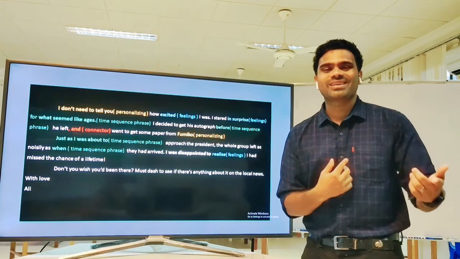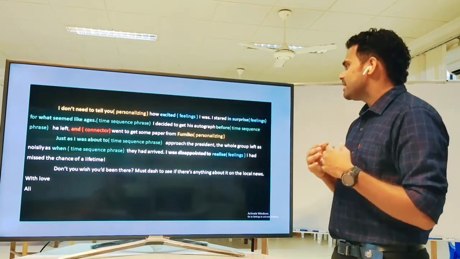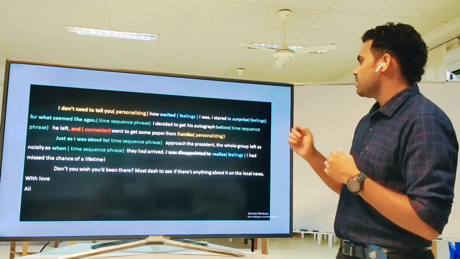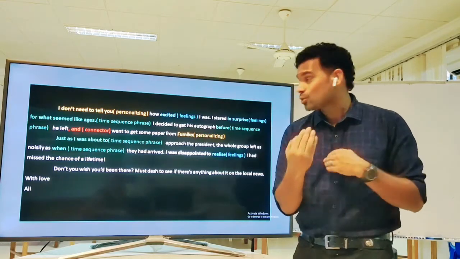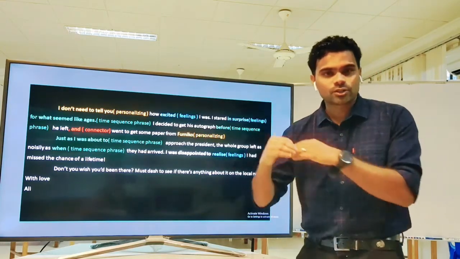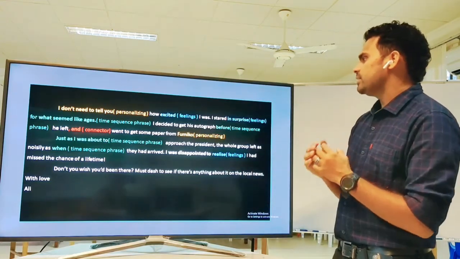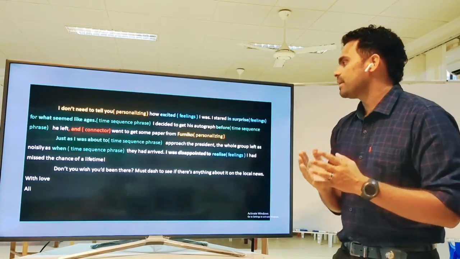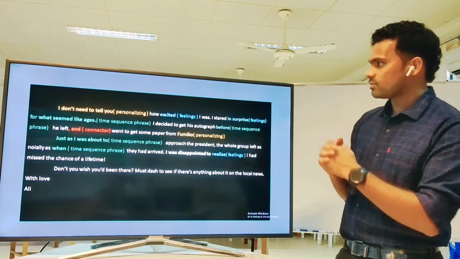How excited I was. The feeling has been changed. Now he is excited. I stared in surprise for what seemed like ages. See here, the excitement has been changed to surprise. According to the mood of the story, the feelings have been changed. And I decided to get his autograph before he left and went to get some paper from Fumiko. I told you, "and" is a connector. That is marked in red color.